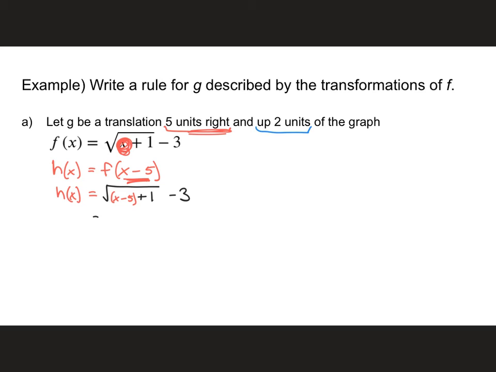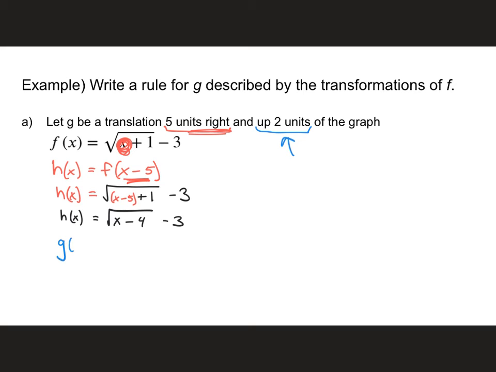So we'll rewrite the function. Let's combine my like terms. So x minus 5 plus 1 is minus 4, minus 3. And that's the function h of x. Okay, for my next transformation, I need to move it up 2 units. So what does that mean?